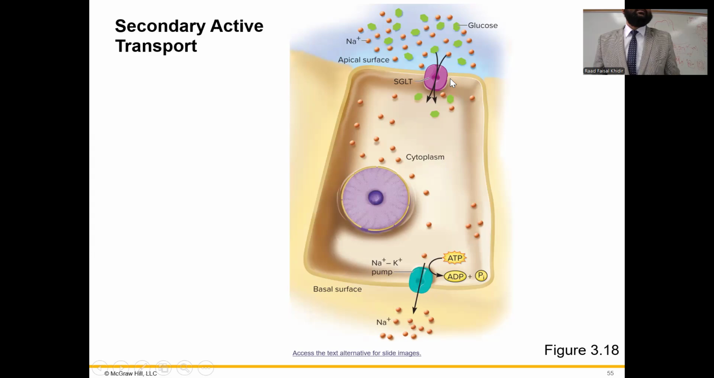Okay? We use the sodium potassium ATPase to remove sodium from the inside to the outside. And when we deplete sodium from the inside, 3 sodiums outside, 2 potassium inside, there is less sodium inside. What happens now is sodium will move down its concentration gradient, hitchhiking glucose with it.